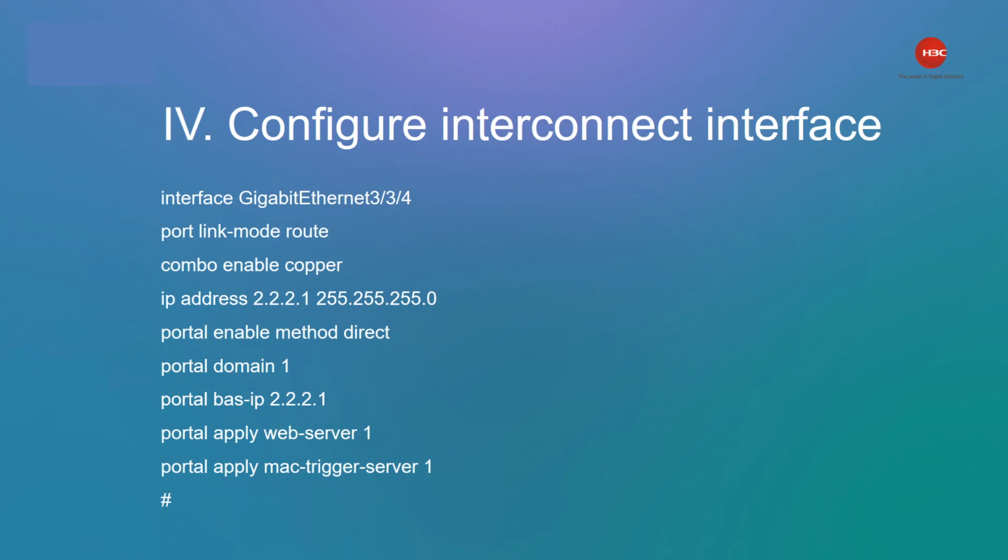Step 4. Configure the interconnection interface with the end user. Here is the interface 334. First, we need to enable portal direct authentication on the interface and reference portal web server and MAC trigger server, and then configure the source IP to 2221. Note here that because portal is a message request initiated by the access device, source IP must be configured on the device and be consistent with the address known to the server.